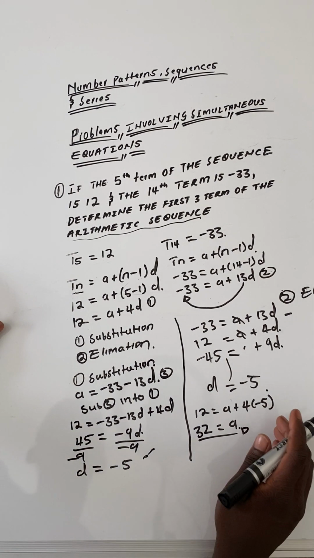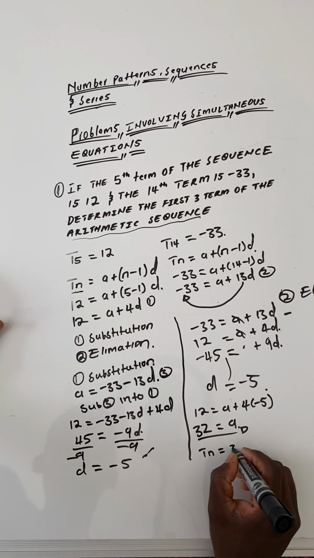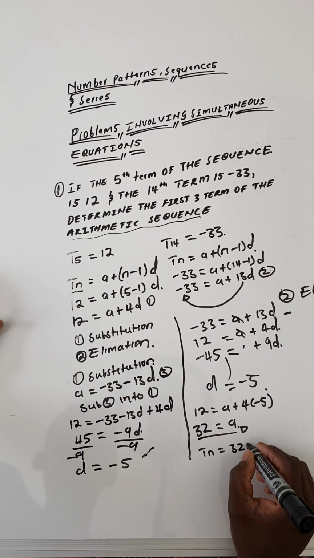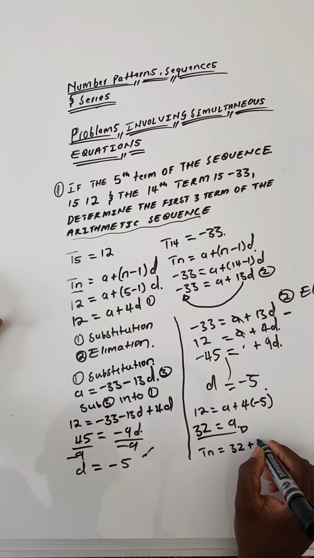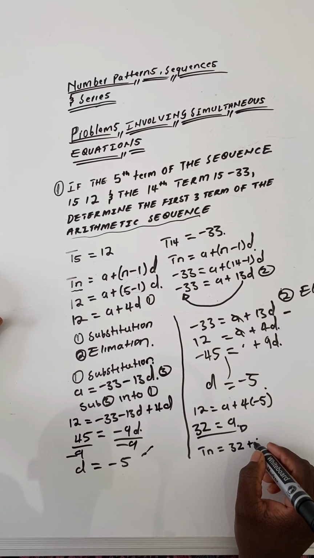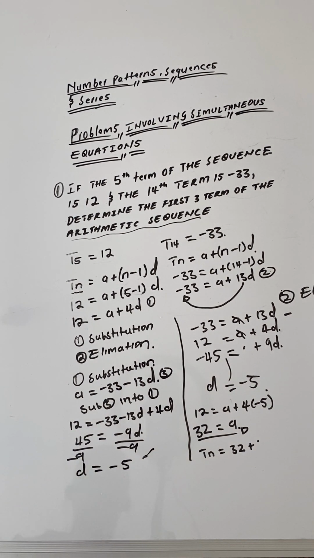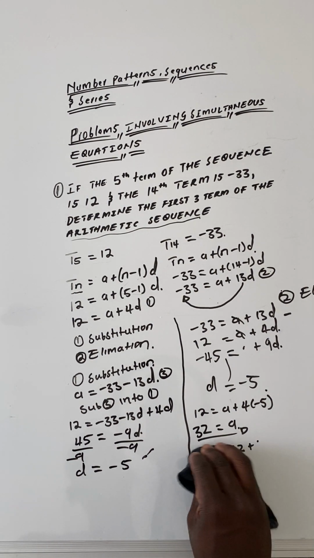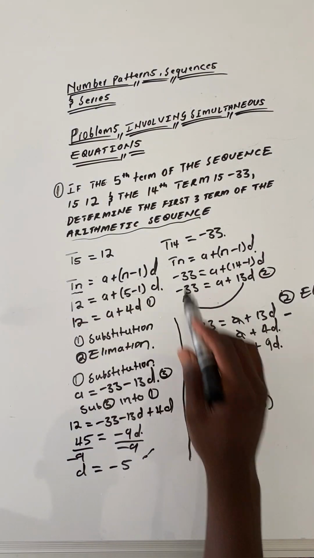So now let us find the whole equation. So the whole equation, Tn is equal to 32, right? Then plus 4 times 5, which is 20, right? Okay, let me see. Oh, right, sorry for that, we need to substitute that. Okay, so let us substitute that there.